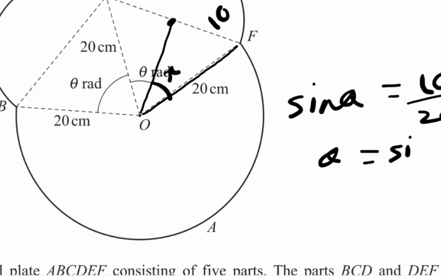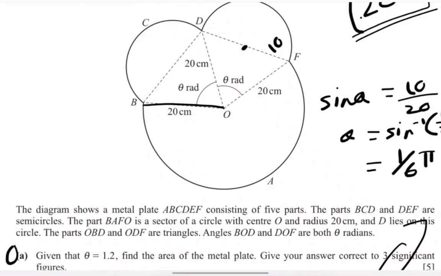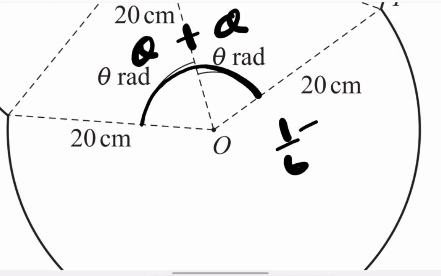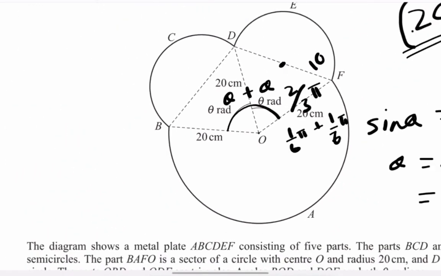So our theta will be sine inverse of half, and in radians, sine inverse of 0.5 is 1/6 pi. So having theta to be 1/6 pi, this whole angle, which is theta plus theta, will be 1/6 pi plus 1/6 pi, which is 2/3 pi, right?